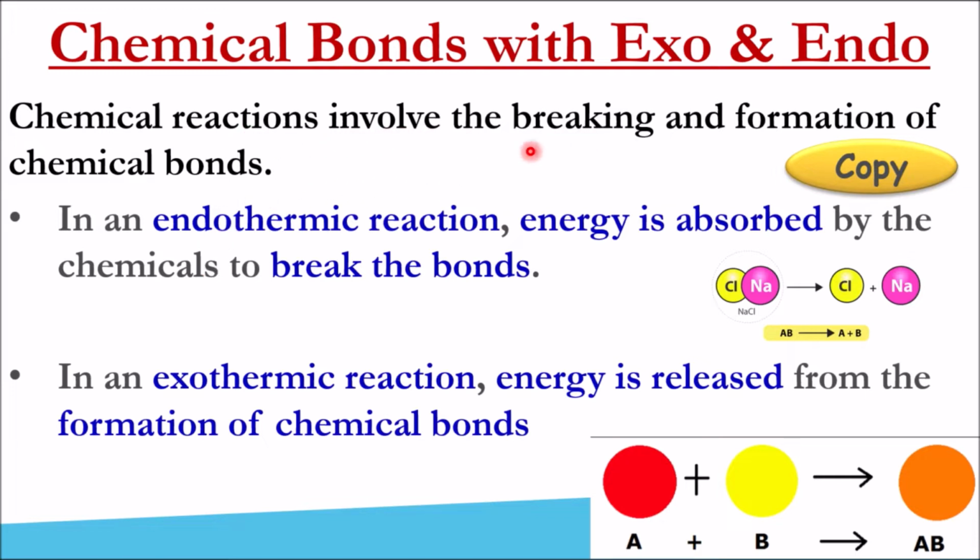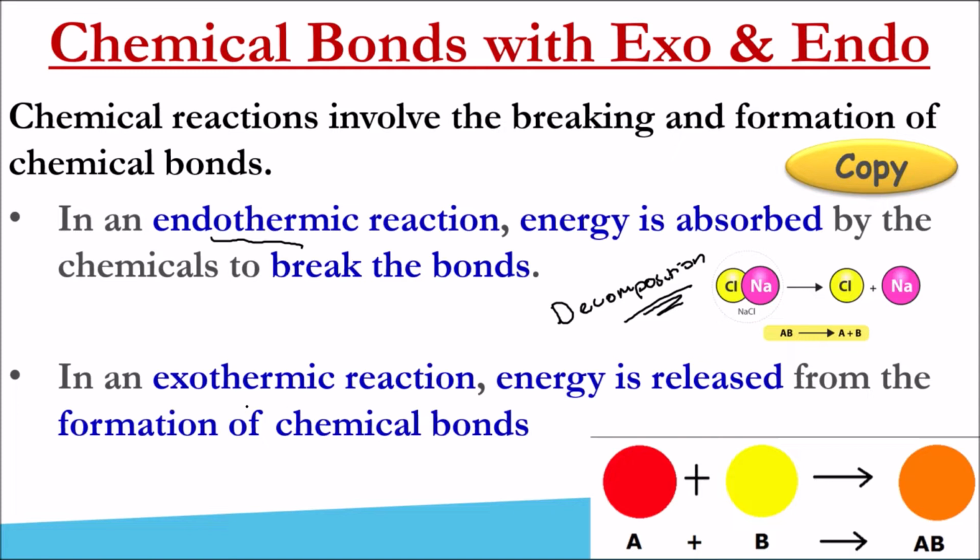Chemical reactions involve breaking and formation of chemical bonds. If we're looking at endothermic reactions, energy is absorbed by the chemicals to break the bonds. If you imagine our sodium chloride, energy is being used to break the bond between the two ions to make them into two separate ions. This is an example of a decomposition reaction. So any form of decomposition reaction would be an example of an endothermic reaction, because you need energy to break up the bond.